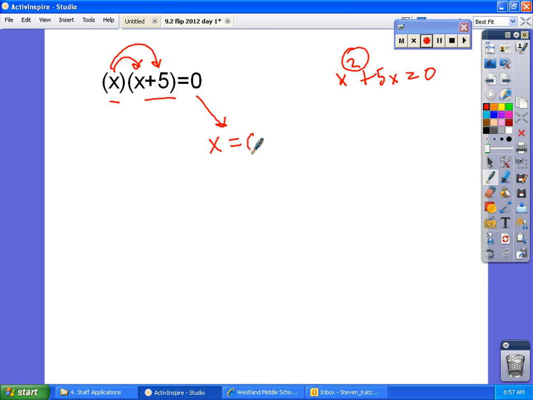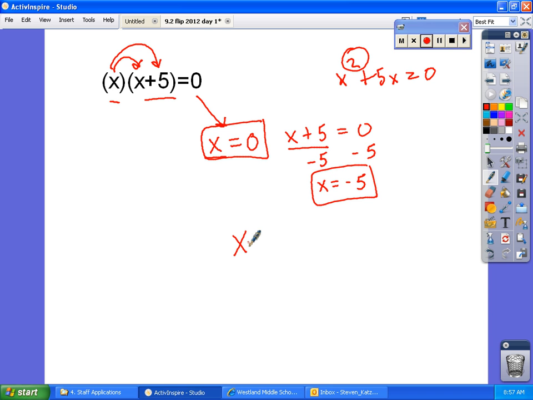So I'm going to set each of those factors equal to 0. Here's one of my factors. Here's my other factor. And this one's already solved for you. And if I subtract 5 from both sides, I get the other answer, which would be negative 5. So x could either equal 0 or negative 5. It's got to be one of those.